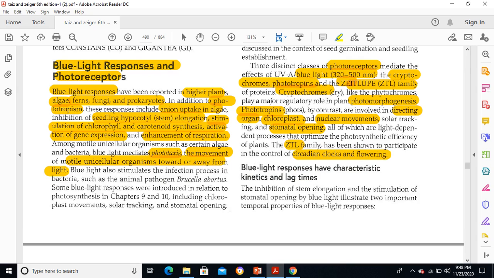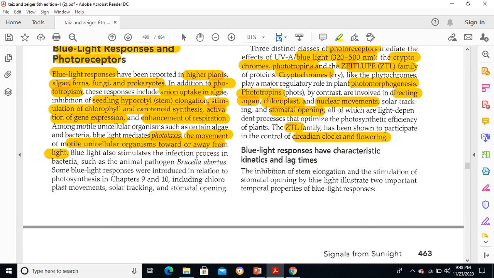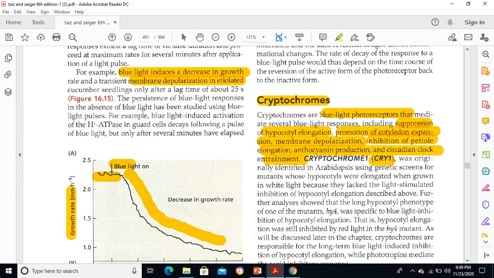Then the zeitlupe family participates in the control of circadian clocks. Circadian rhythm is important as it affects flowering processes in plants. So this is some general introduction I am giving. Now we will discuss more about cryptochromes. As I said earlier, cryptochromes are blue light sensing photoreceptors. They mediate several blue light responses.